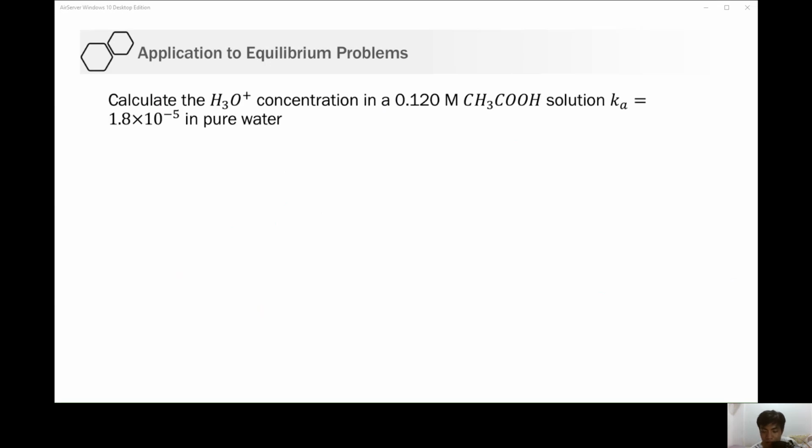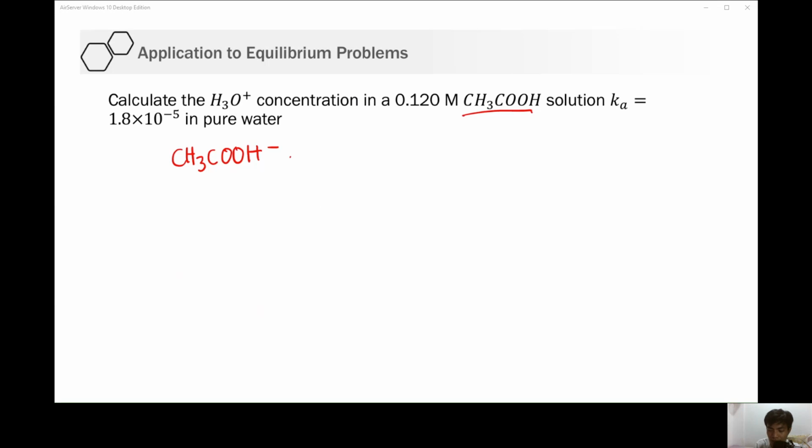Okay, for the last one, let's answer this. Let's calculate the hydronium ion concentration in a 0.12 molar acetic acid solution. Ka is equal to 1.8 times 10 raised to negative 5 in pure water. Again, it emphasizes that we are in pure water alone, so there are no electrolyte effects. To solve for the concentration of H3O plus, that can be done with the typical equilibrium equation. Let's first show the dissociation of our acid, acetic acid, into ions.